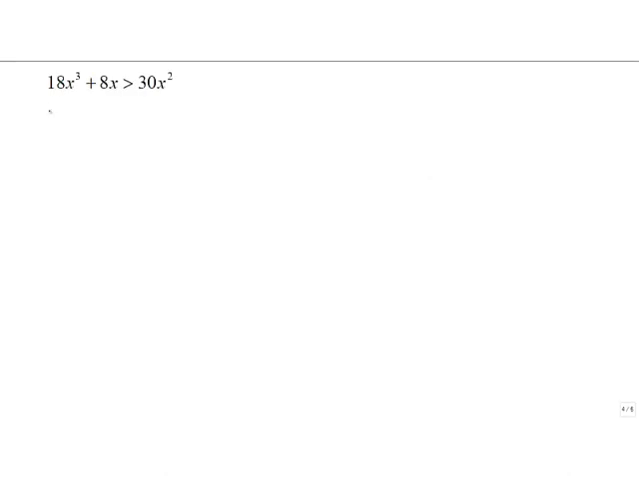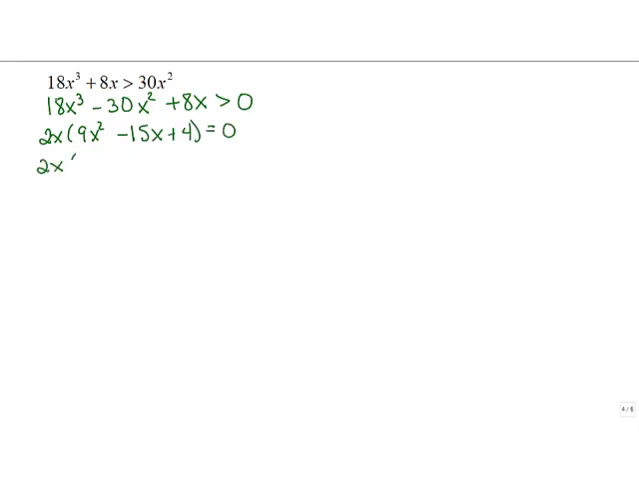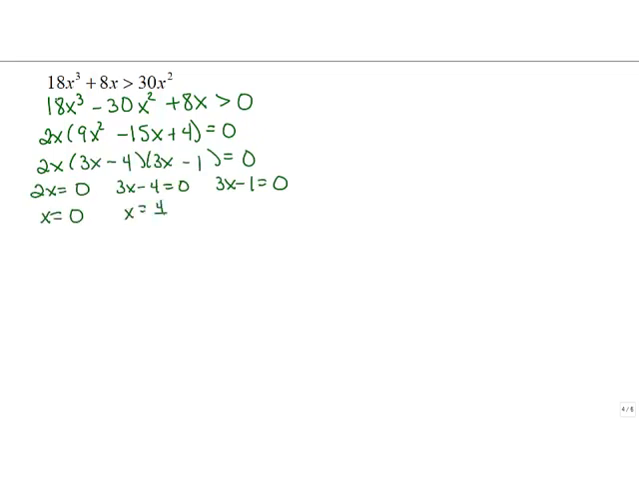This problem is not in standard form. We need to subtract 30x squared from both sides and write the left-hand side in descending order. This time we need to factor out the GCF of 2x and then factor the remaining trinomial. We now have our zeros, and we will place them on the number line.